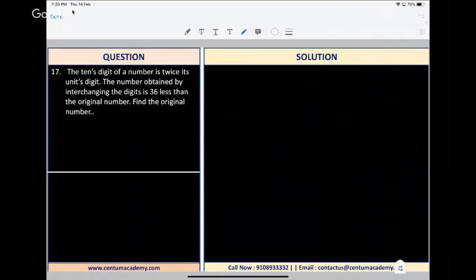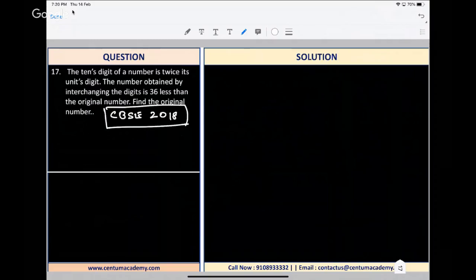The question is: the tens digit of a number is twice its units digit, and the number obtained by interchanging the digits is 36 less than the original number. Find the original number. This is also a CBSE 2018 question. Okay, so the tens digit of a number is twice its units digit.